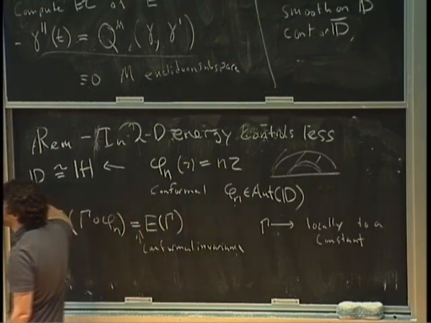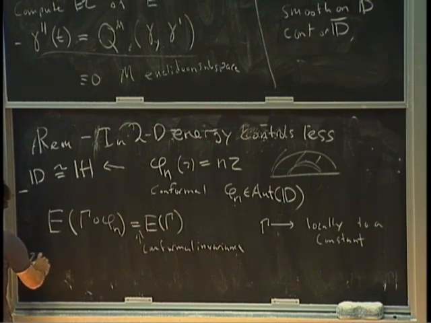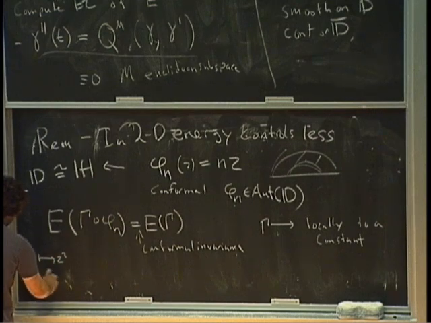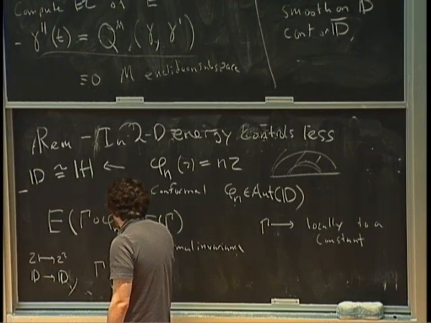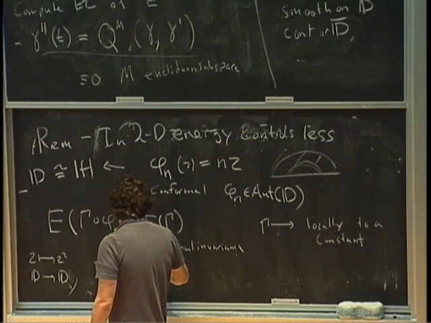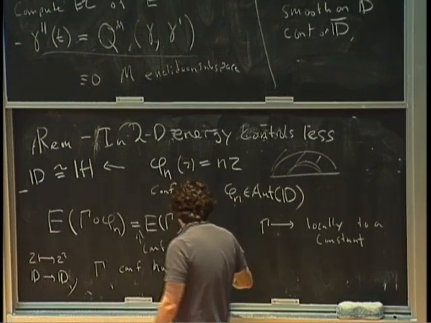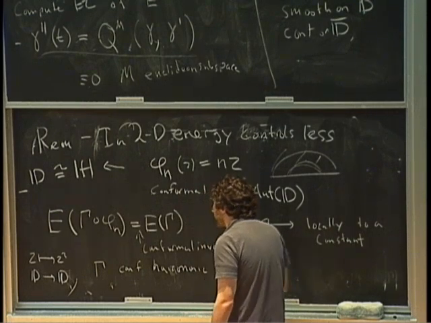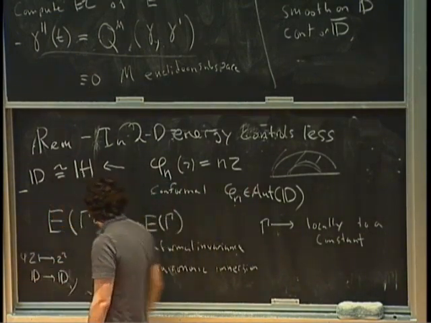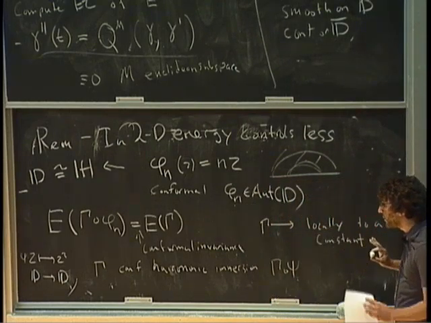The other problem is, as I said, that immersions are somewhat problematic. Consider the map z goes to z squared, which takes the disk to the disk. If I have a conformal harmonic immersion gamma, in other words a minimal surface, call this map psi, and consider gamma of psi. That will be weakly conformal, but it will still be harmonic.